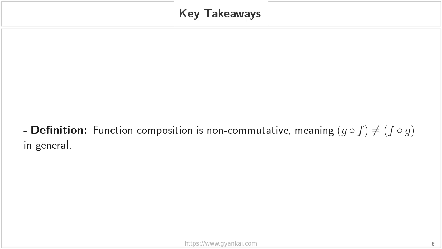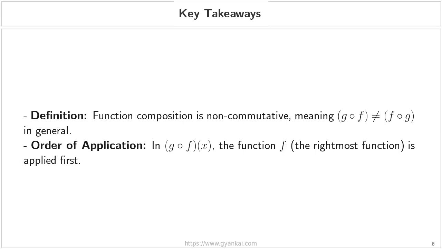Key takeaways. To wrap up our lesson, let's go over the key takeaways to ensure you have a solid grasp of this concept. First, let's revisit the core definition. We have established that function composition is non-commutative. In plain terms, this means that, in general, g circle f is not equal to f circle g. As we discussed when breaking down the process, the order of application is critical. In the expression g circle f of x, the function f, which is the rightmost function, is always the one applied first, before the result is passed into function g.